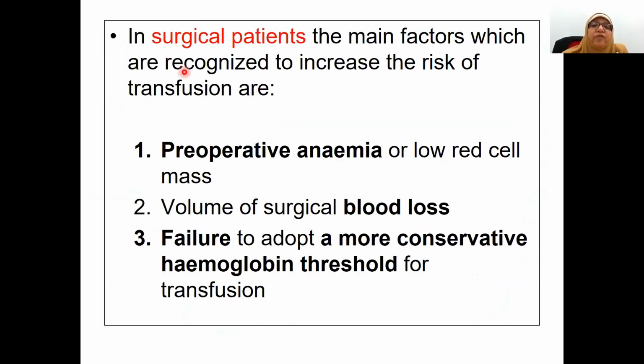All right. So in surgical patients, the main risk factors that have been recognized or documented to be associated with increased risk of transfusion will be pre-operative anemia. That's why in PBM you maximize erythropoiesis, all right, and the volume of surgical blood loss.